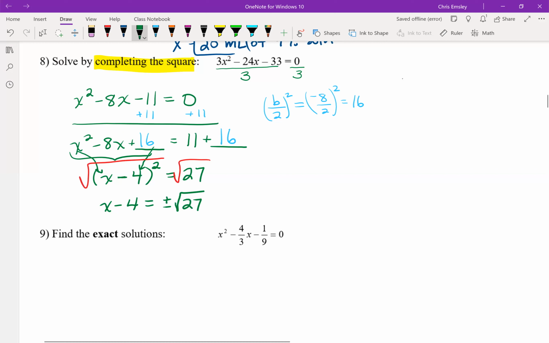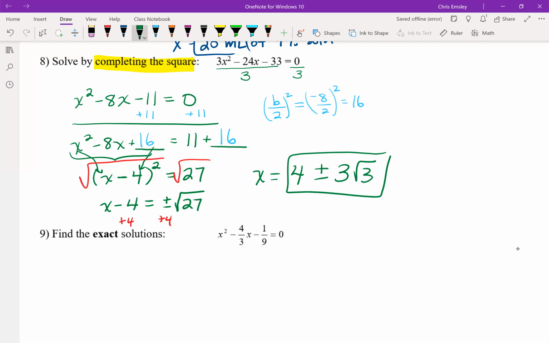We need to go ahead and add 4 to both sides. And then we should also simplify. The square root of 27, it's not a perfect square, but it does simplify. If you have the multi-view calculator, you can simplify square root radicals on your calculator. It is 3 times the square root of 3. So there gives us our final answer. We added the 4 over, so we get 4 plus or minus 3 square root of 3 for our solution.